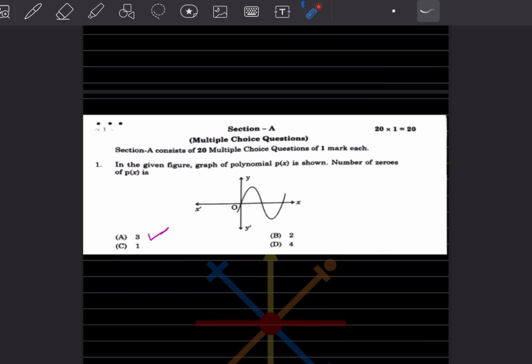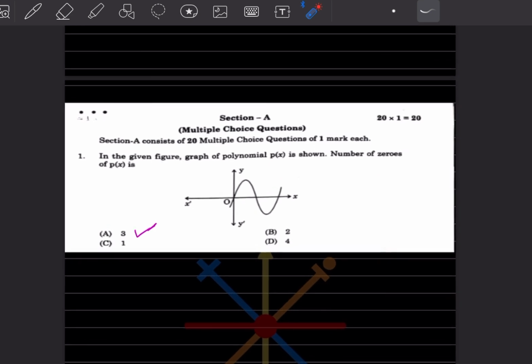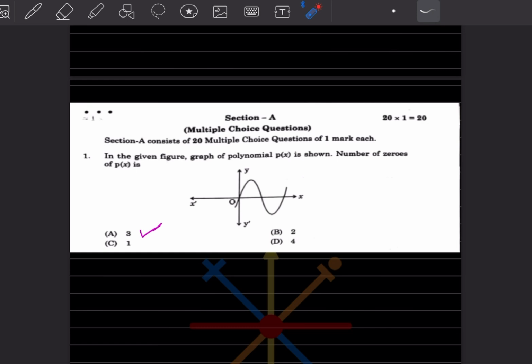So here, in section 1, in the given figure, the graph of polynomial p of x is shown, and we have to find the number of zeros of p of x. Whenever we want the number of zeros, we have to see this curve. This is the x-axis, so wherever the curve meets it, see this one, 1, 2 and this 3. So the number of zeros is going to be 3. Again, I will look at this one. Here on the x-axis, this is the first point, second point and the third point. So the number of zeros is 3.